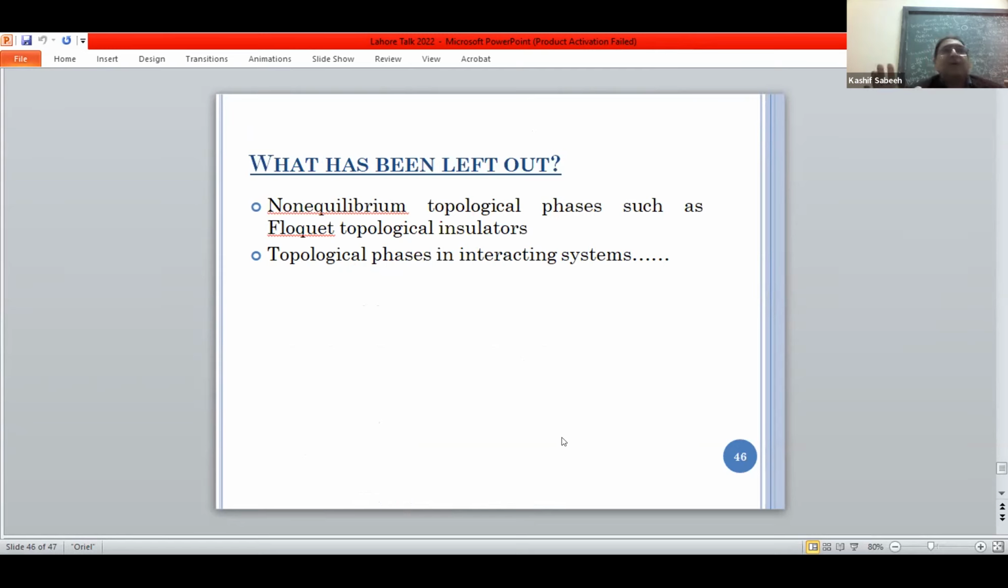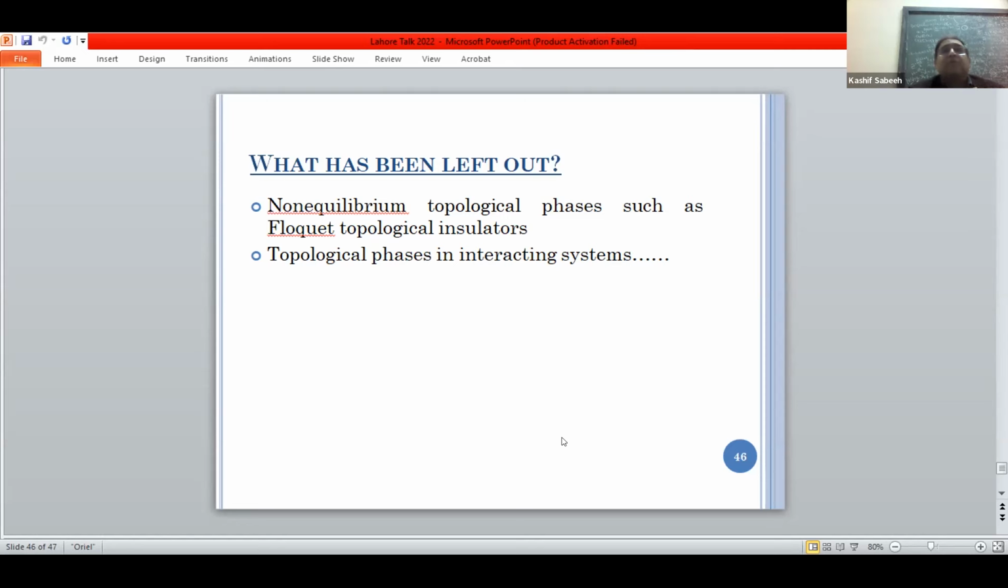What has been left out is that I've only discussed equilibrium system topological phases, which are non-interacting. So I've left out all the interacting phases, which are in themselves very interesting phases, but some parts of the field have to be left out.